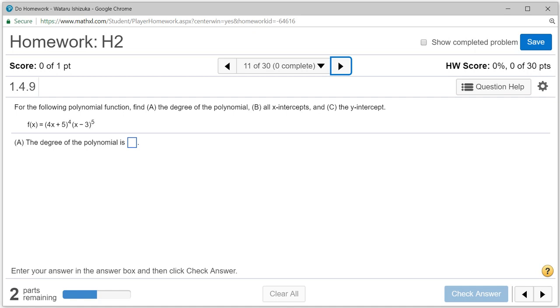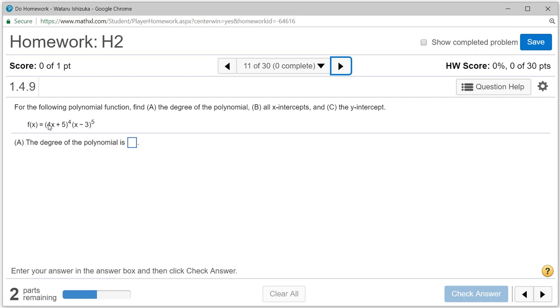All right, let's look at homework 2, problem number 11. We have a polynomial function given, and for part A, we want to find the degree of the polynomial. All right, so let's do that. This one is actually pretty simple.